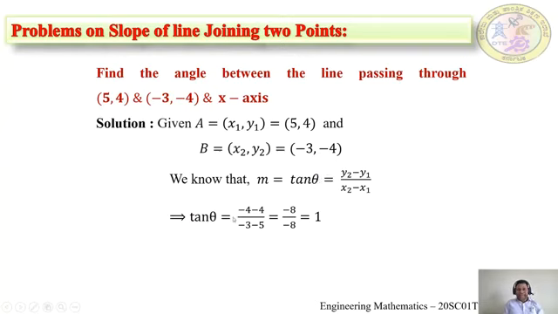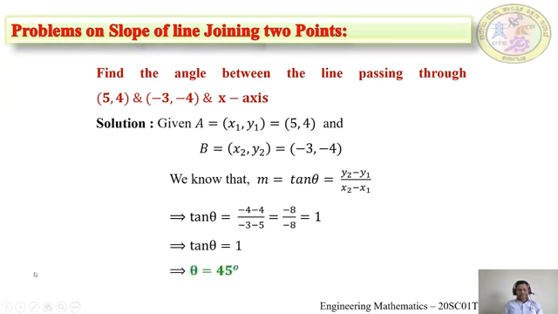Okay, so tan theta is equal to y2 is -4 and y1 is 4, then x2 is -3 and x1 is 5. If we simplify, -4 minus 4 divided by -3 minus 5, we substitute the values in place of y2, y1, x2, x1 and we got these things. -4 minus 4 is -8, -3 minus 5 is -8. Again, the two -8 cancel, and we are left with the value 1. So we get tan theta is equal to 1.